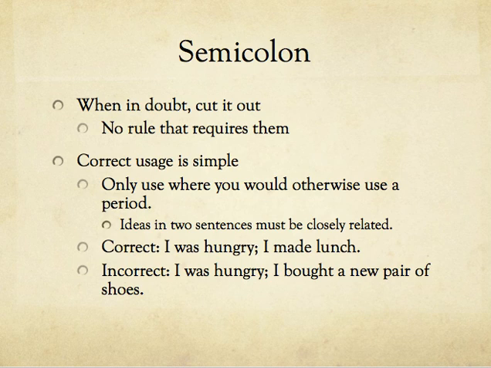Now, having said that, correct usage is simple. You only use a semicolon where you would otherwise use a period. It's a stop sign. You must come to a full stop and then go on to another sentence. If you don't have a complete sentence on either side of a semicolon, therefore, you're using it incorrectly. The difference between a semicolon and a period is that a semicolon shows that the ideas in the two sentences are closely related, as in the first example, I was hungry; I made lunch. Not as in the second example, I was hungry; I bought a new pair of shoes.